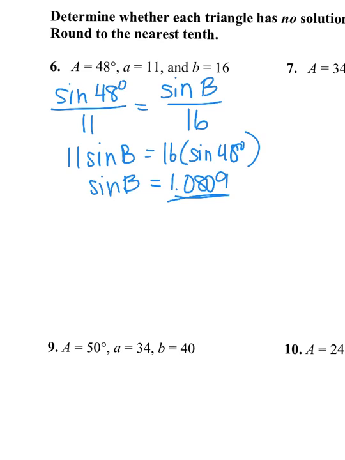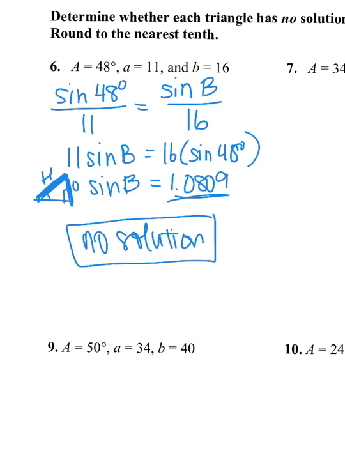It's impossible for sine of an angle to be greater than 1. So if you think about what sine represents, it's the opposite over the hypotenuse. And since the hypotenuse is typically going to be larger or equal to your opposite, it's impossible for this ratio to go over 1, because that would mean that the opposite side is greater than the hypotenuse. So what this tells us is that this triangle does not exist. So there is no solution. All right. And that's number 6.